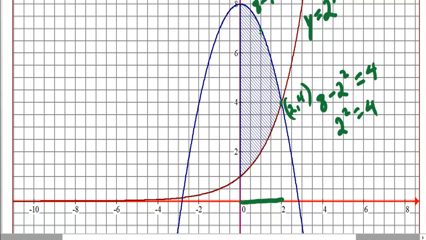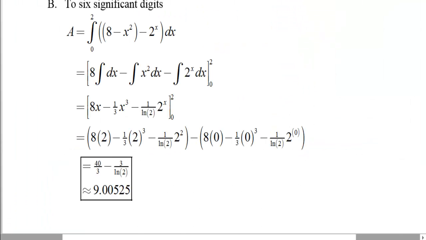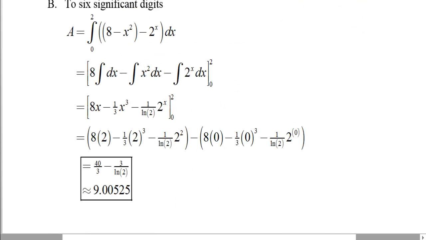And if we had a typical little strip, it would run like this, a little rectangle, very small width delta x, and the height is this quadratic minus this exponential. So we take all those and add them up, take a limit, and we have an integral. So what are we integrating? We're integrating top curve minus bottom curve. From the graph, the top curve was 8 minus x squared, the bottom curve was 2 to the x, and our x limits were from 0 to 2. And so there's our integral.